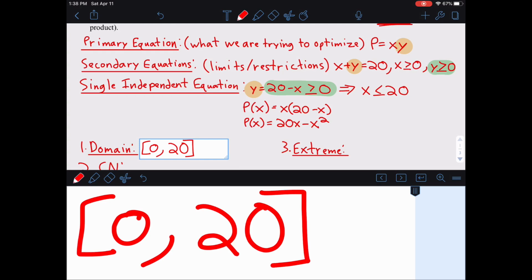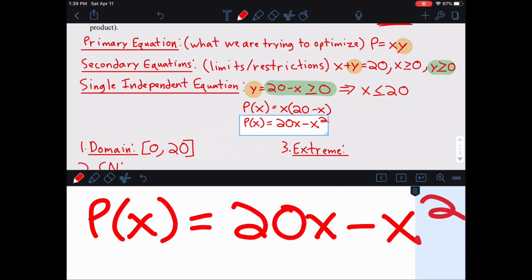Okay, so it's really important with these questions, especially with the domain, right, to assess whether we can have brackets or parentheses. Because in this sort of a question, we're not just trying to find a maximum, we're trying to find the absolute maximum, right? We want the product to be as large as possible, okay? So having endpoints here matters because, right, these are possible places that the maximum could occur, okay? So that's step one, that's the domain.